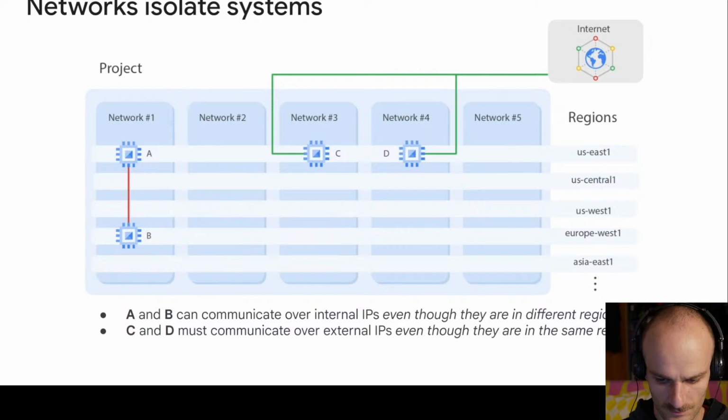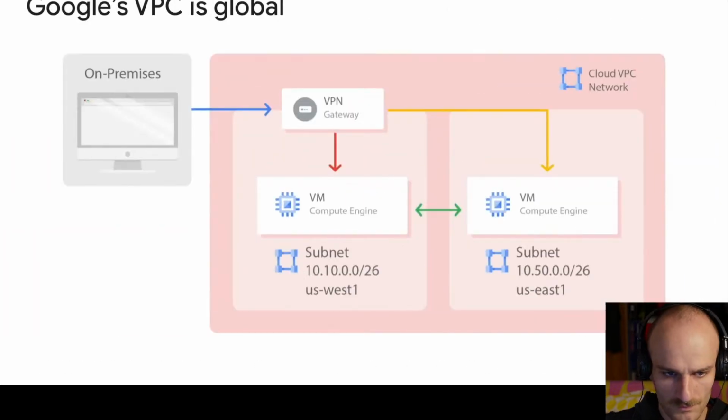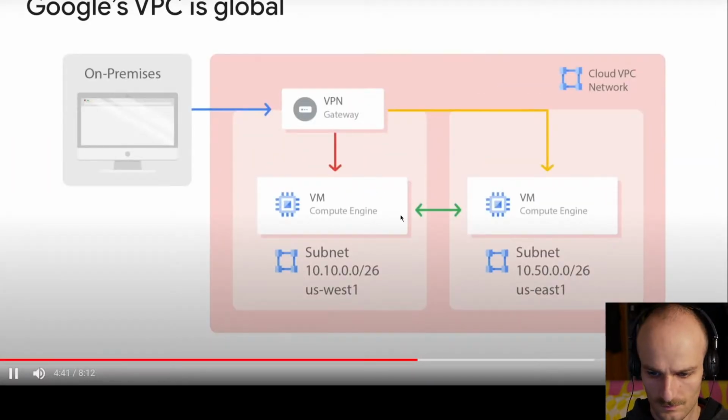Therefore, by default, these VMs must communicate using their external IP addresses, even though they're in the same region. The traffic between VMs C and D isn't actually touching the public internet, but it is going through the Google Edge routers. This has different billing and security ramifications that we'll explore later. Because VM instances within a VPC network can communicate privately on a global scale, a single VPN can securely connect your on-premise network to your Google Cloud network, as shown in this slide.